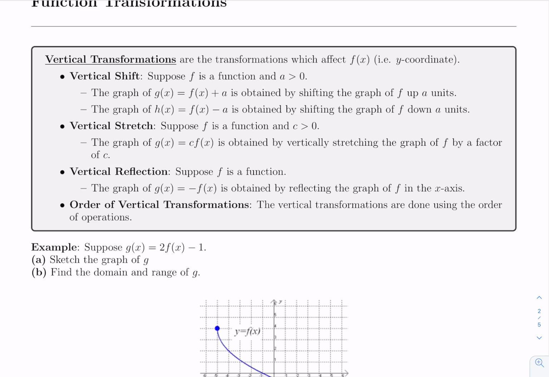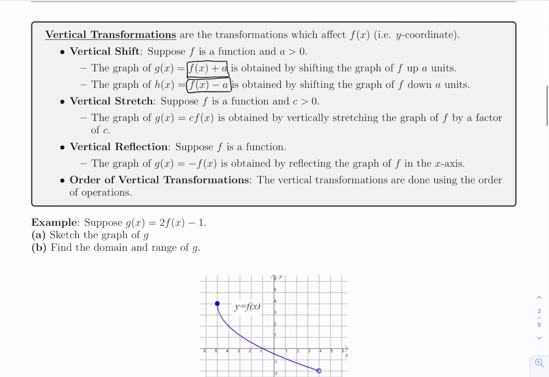Given the graph of f, assuming that a is a positive constant, we will be able to sketch the graph of f of x plus a by shifting the graph of f up a units. And we will be able to sketch the graph of f of x minus a by shifting the graph of f down a units.